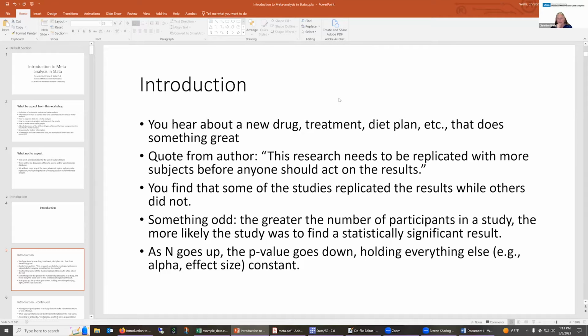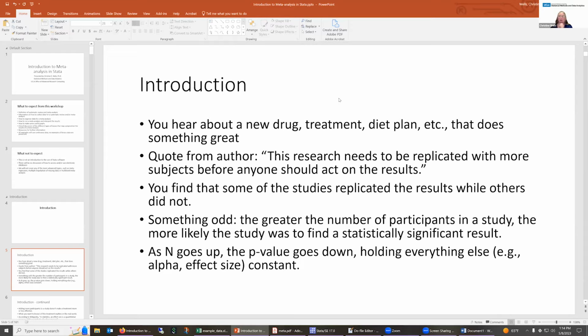And as you're thinking about it, you notice something kind of odd. You notice that when there are more participants in the study, it's more likely that the study found some sort of statistically significant result, maybe that the diet plan worked or the drug worked, whatever. And so you think to yourself, well, that's kind of weird. Why would my treatment plan be more effective if there are more participants in the research?